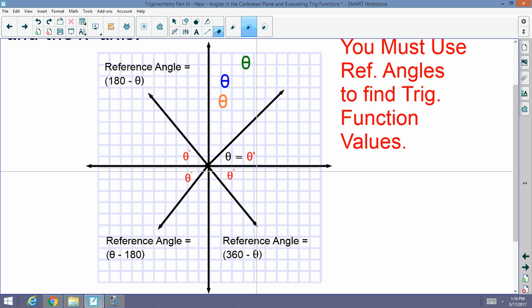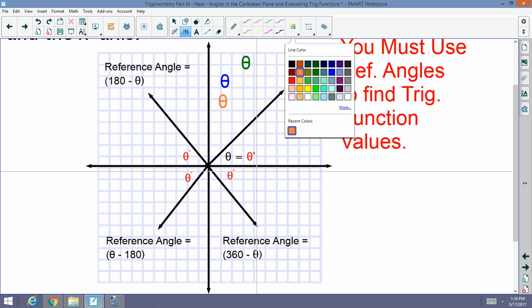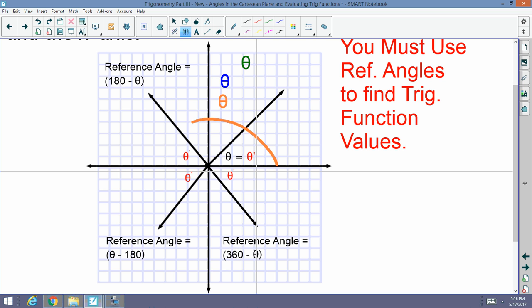Now, next one, guys. Let's get orange here. So now I'm going to go this way, and this is my terminal side. This is my theta right here. But who's my reference angle? This guy here in red. Why? Because the reference angle is always formed between the x-axis and the terminal side. Right? Let me erase it.